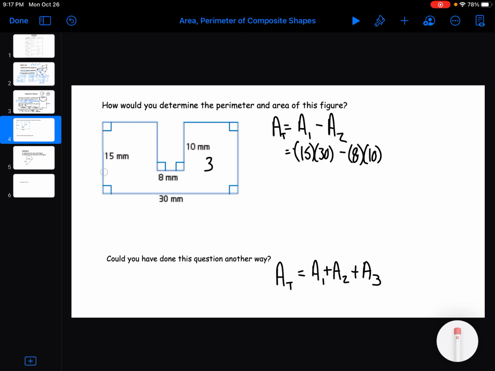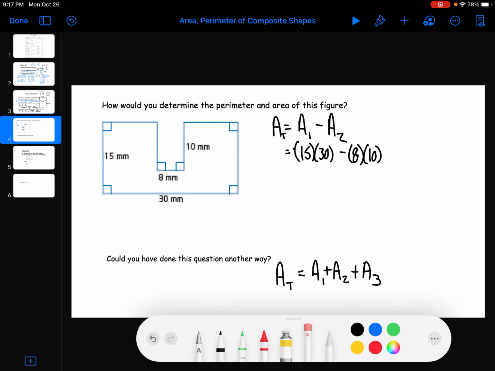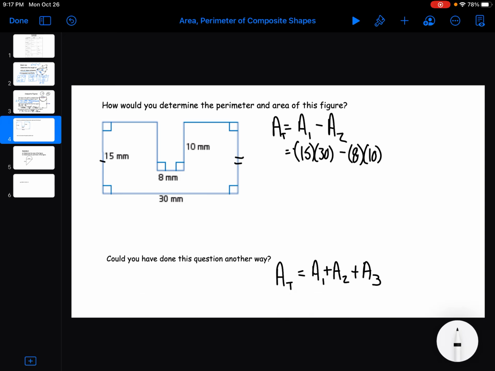Now to find the perimeter of this, there really are a couple of ways you could do it. You know those are 15, so perimeter is 15 plus 15, or 15 times 2. Now you could actually add 30, 8, 11, 11, 10, and 10. So plus 30, plus 8, plus 11, plus 11, plus 10, plus 10. And that's probably the easiest way to do it.